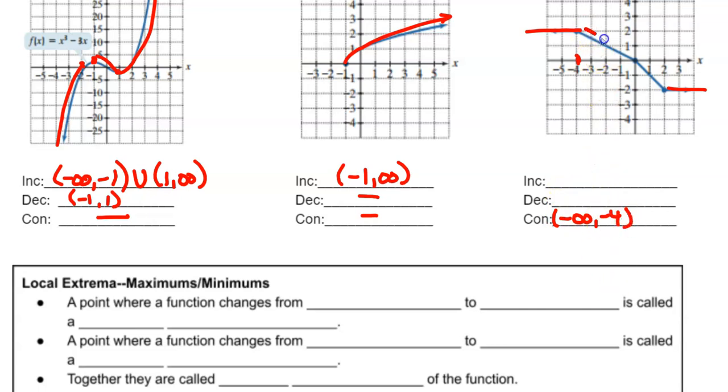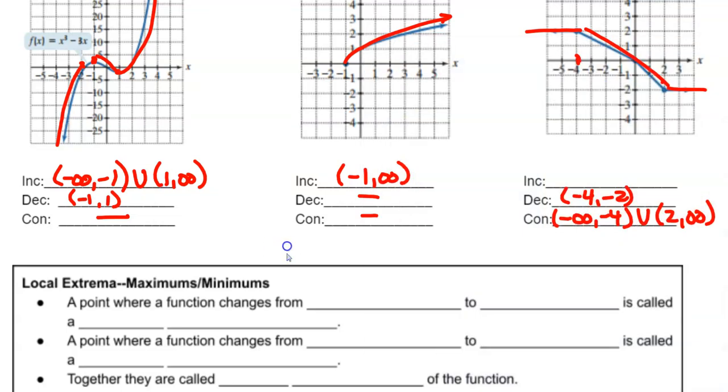Then, from negative 4, I go down to this point. So from negative 4 to positive 2. Everything in between here, my function is going down. So from negative 4 to 2, that is the decreasing interval. And then at x equaling 2 to infinity, I am also constant again. So we're going to do our little union and do 2 to infinity, and that gives me my constant solution there. No increasing piece here at all.